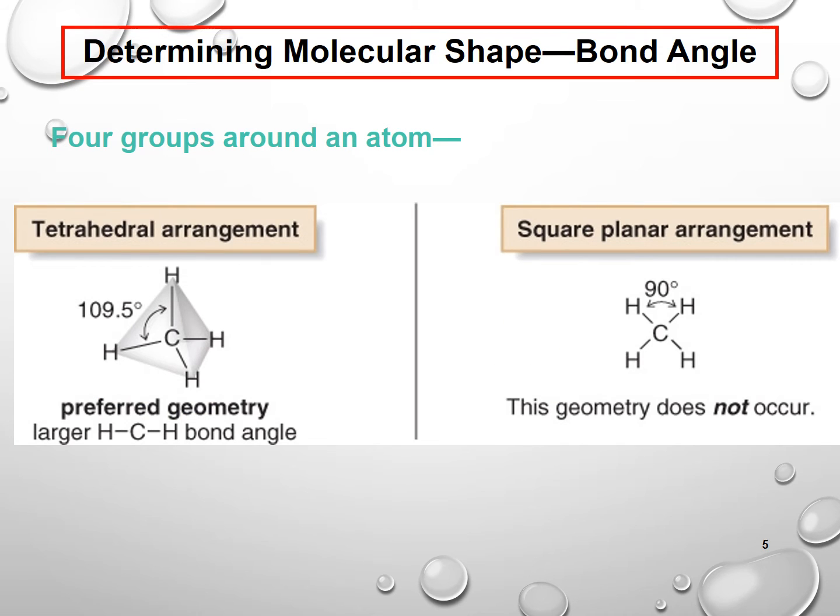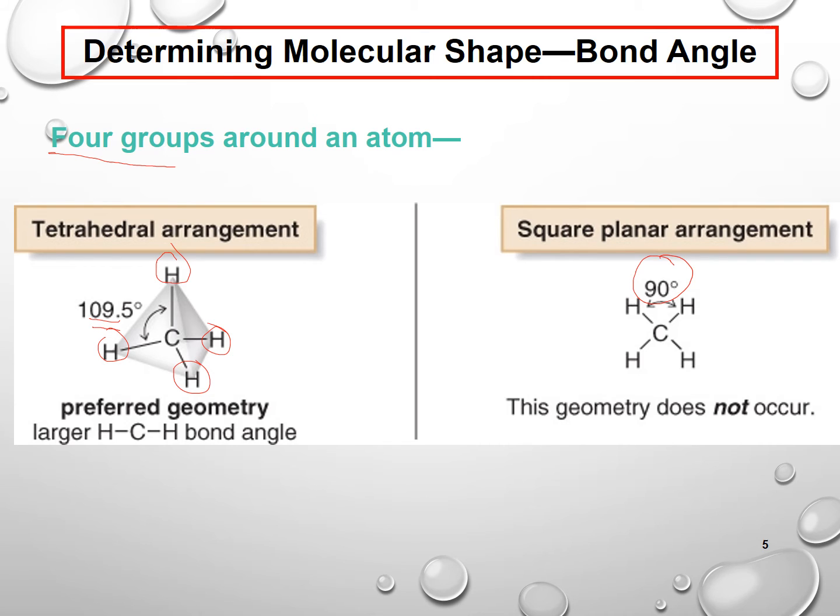Okay, next is the 4 groups. When there are 4 groups around an atom, dia akan membentuk tetrahedral. So tetrahedral akan menjadi 109.5 degree lah. Dia tak boleh jadi bentuk macam ni. Kita tak boleh dia buat dalam bentuk 90 degree.